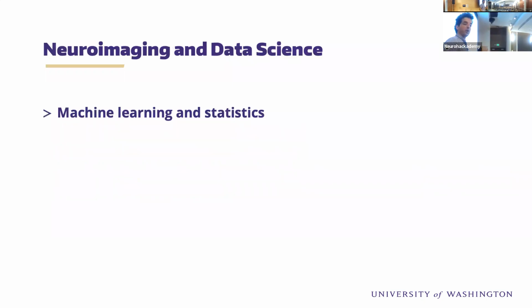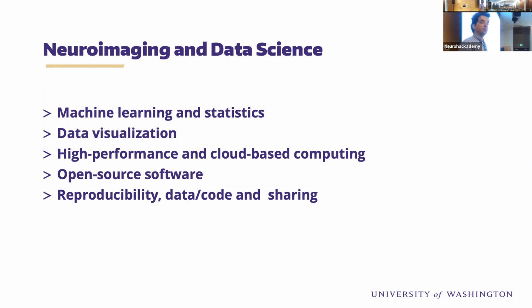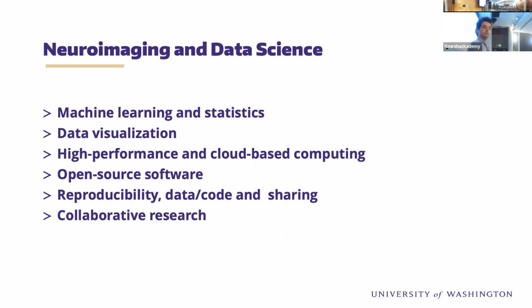And so here we are in neuroimaging and data science. This week, we're going to talk about a lot of these topics: machine learning and statistics, data visualization, high performance and cloud-based computing, open source software, and reproducibility, and how to share data and code, and how to do collaborative research in an era where we really need research to be collaborative. That's going to be a lot of the topics that we're going to talk about, and many more as well throughout this. And these really are the reasons that we started this event.